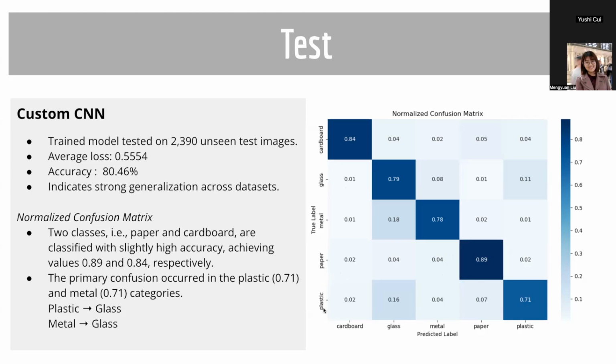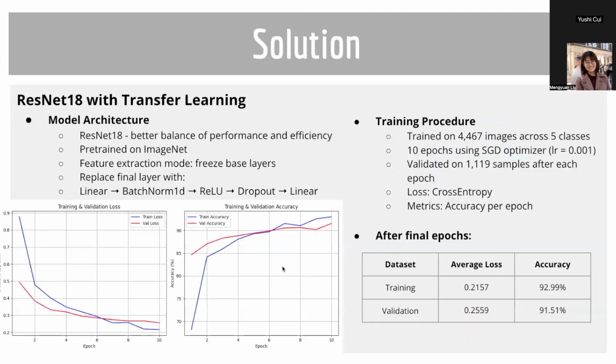So to increase the accuracy of these two classes, we introduced ResNet 18 to help us with this. And then I will pass to Yushi to introduce that model.